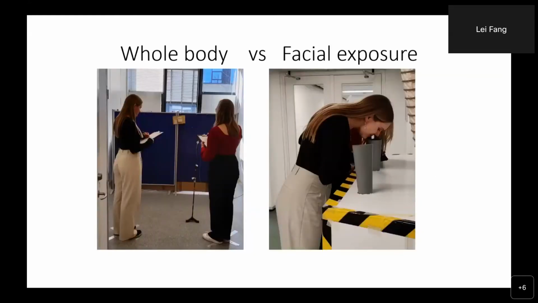So this picture shows how the subject assesses air quality. The one on the left-hand side is for the full exposure. They enter the room and stand on this cross, and they assess the air quality and vote on the questionnaire. And the picture on the right-hand side shows the facial exposure. When the people go to these special diffusers, they put their nose on the diffuser and assess the quality.